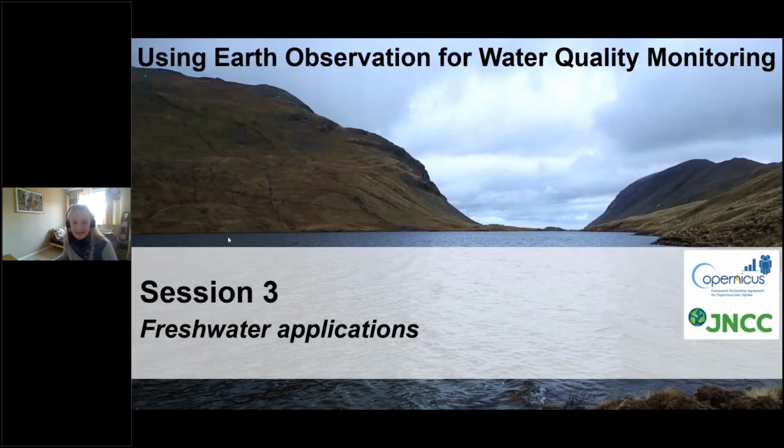We're now ready to start our session on looking at freshwater applications, and I'm going to hand over to our first speaker, Professor Andrew Tyler from the University of Stirling, who's going to talk to us about the GloboLakes project. Over to you, Andrew.